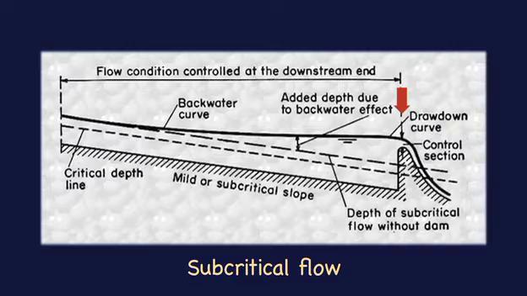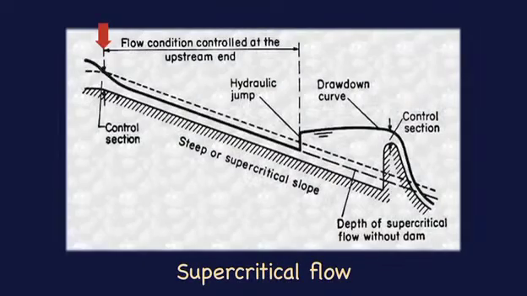Subcritical flow is controlled from a downstream section, since secondary waves are able to move upstream. Supercritical flow is controlled from an upstream section only, since secondary surface waves are not able to move upstream.